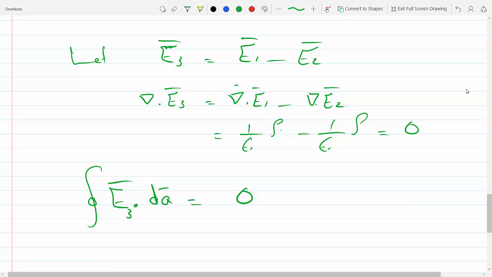So that's E3 dot dA equals 0, the integral of E3 dot dA according to Gauss's law. The difference between the two electric fields, if you were to integrate that over the area, would get you 0. Now we know that those conductors are equipotentials, and any potential that they have has to be constant over each conducting surface. It doesn't have to be 0, and they don't have to be equal, but they're constant.